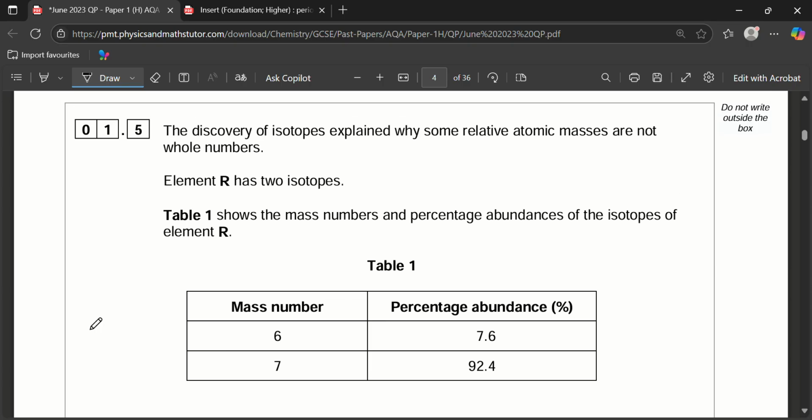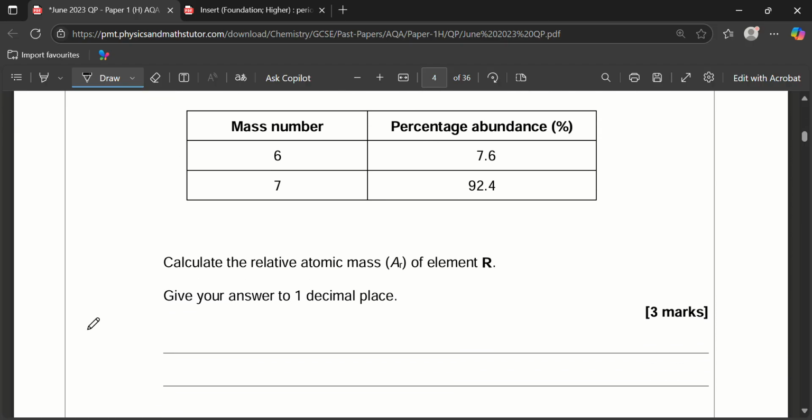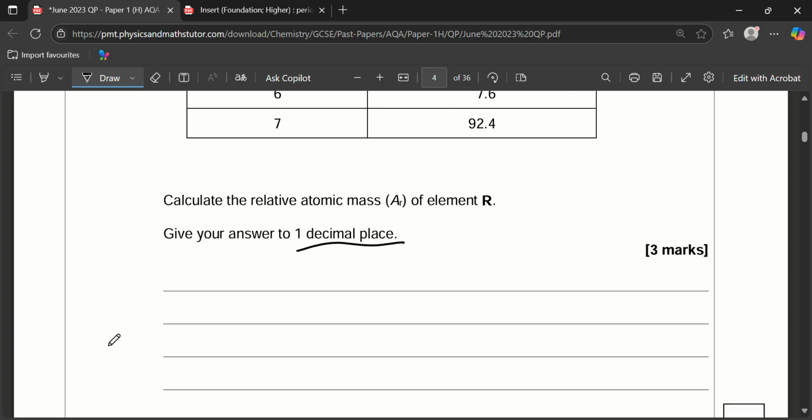Question 1.5. Element R has 2 isotopes. Table 1 shows the mass numbers and percentage abundances of the isotopes of the element R. We have mass numbers 6 and 7 and percentage abundance 7.6 and 92.4 respectively. Calculate the relative atomic mass Ar of element R to 1 decimal place.